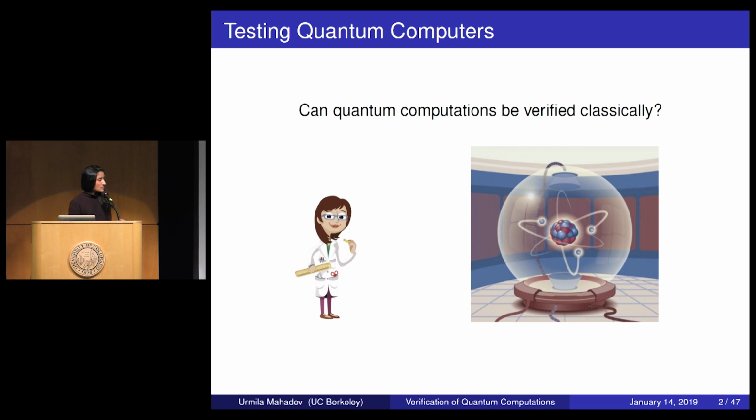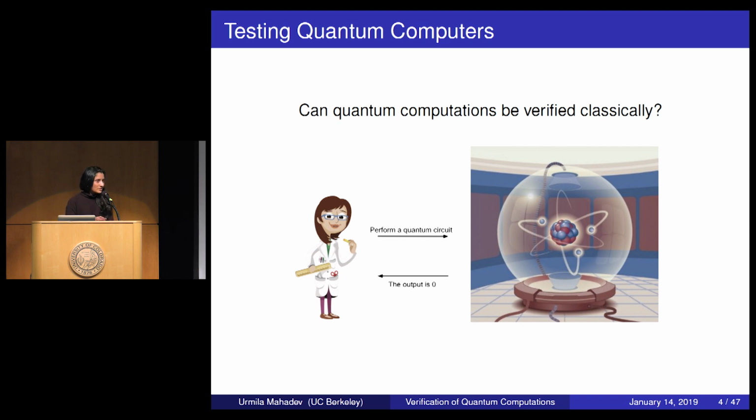Now, the way she's going to do this is she's going to program the quantum computer to perform a specific quantum circuit. She can choose any quantum circuit. And we'll assume that the output to this quantum circuit is a single classical bit. So it's either 0 or 1. And now the quantum computer is going to report some output. And the goal of the experimentalist is to verify that this output was actually obtained by performing the requested quantum circuit.